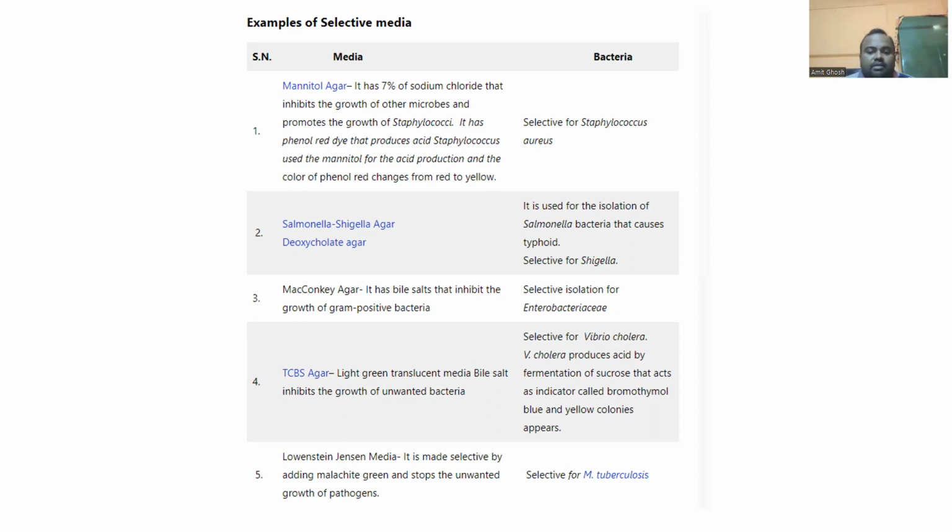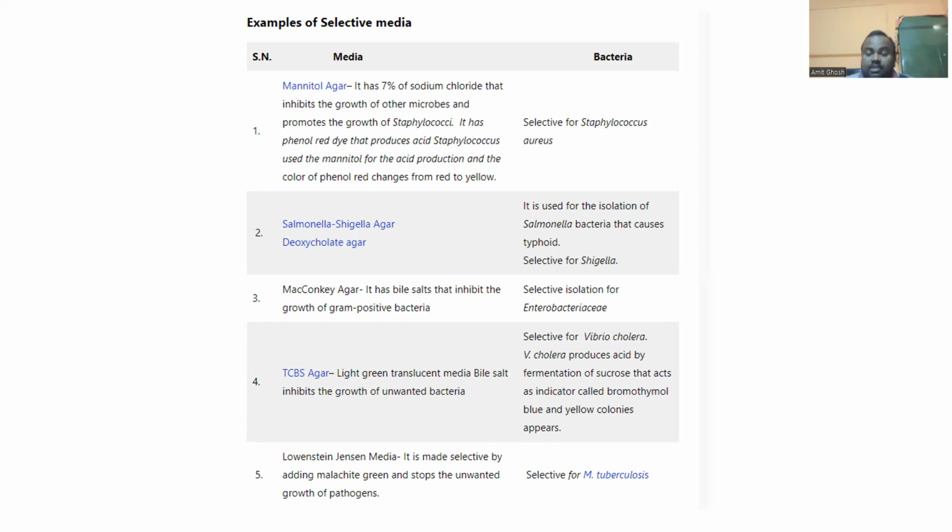TCBS agar is a light green translucent media containing bile salt that inhibits the growth of unwanted bacteria, and it is selective for Vibrio cholerae. Vibrio cholerae produces acid by fermentation of sucrose, and that acts on the indicator bromothymol blue, and yellow colonies appear. So this is the overall example of selective media. Lowenstein-Jensen media is made selective by adding malachite green, which stops the unwanted growth of other organisms. It is selective for tuberculosis.